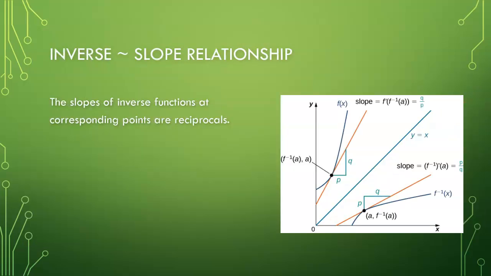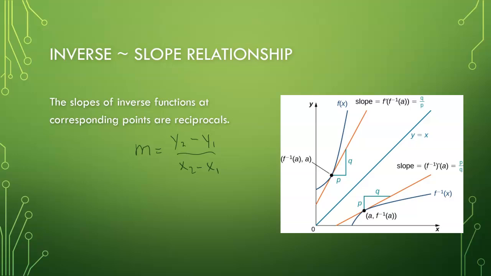So this is their slope relationship. The slopes of inverse functions at corresponding points are reciprocals. It kind of makes sense that they're reciprocals because the slope formula is y2 minus y1 over x2 minus x1. And if we've flip-flopped all of our ordered pairs, then our slope is going to be upside down because now we're subtracting the opposite coordinates for the slope.